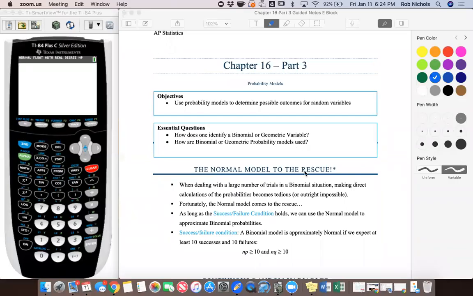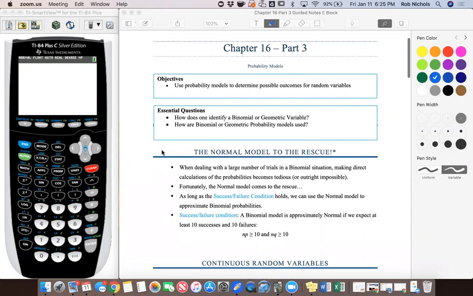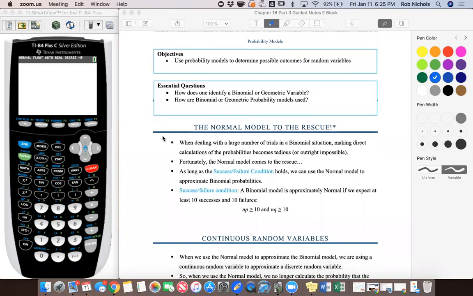All right. Good evening. So this is chapter 16, part 3. And we're just going to finish out our study of probability models. Now, in chapter 16, we discussed the geometric probability model and the binomial probability model. And for part 3, we're going to take a look at how we could use the normal model to approximate the binomial.